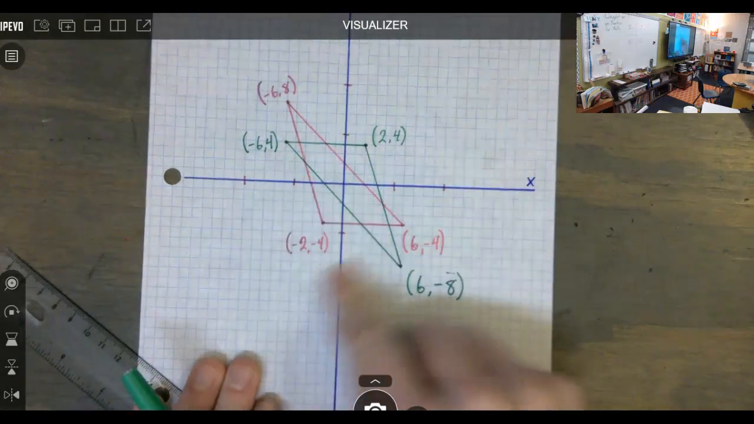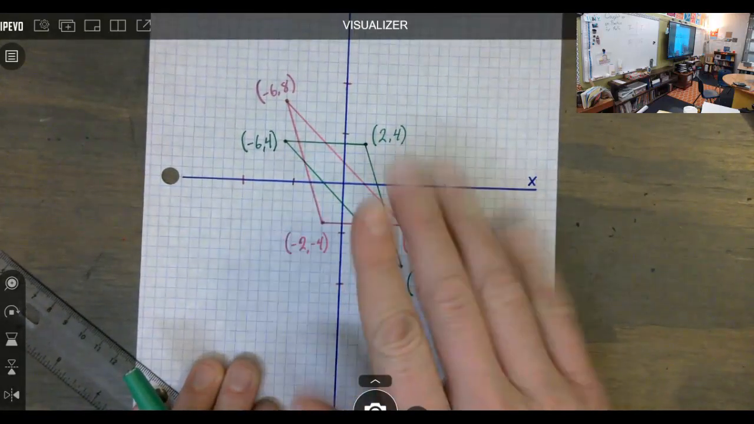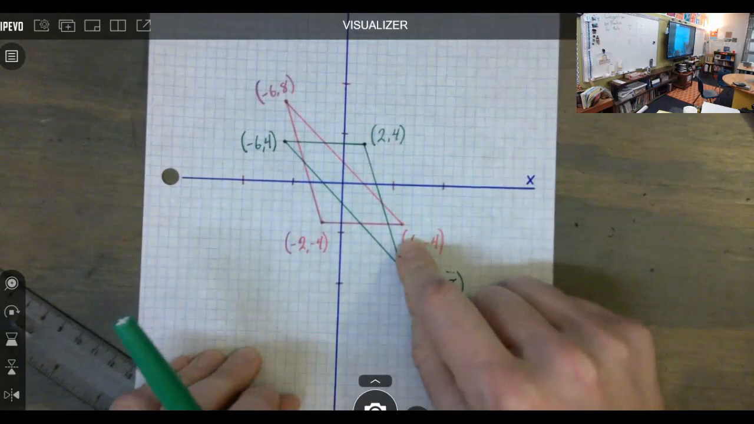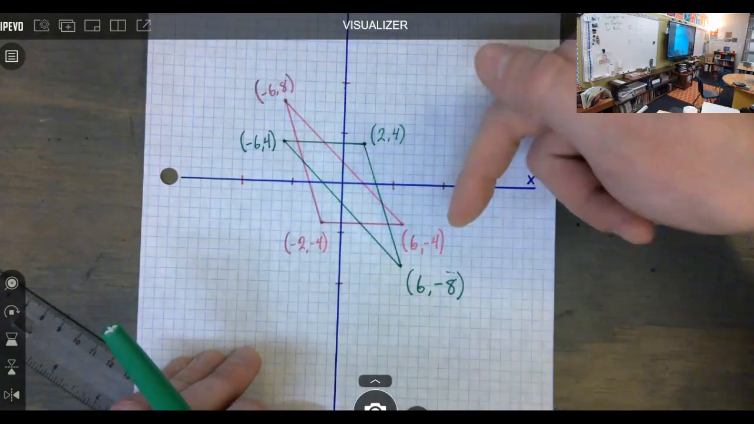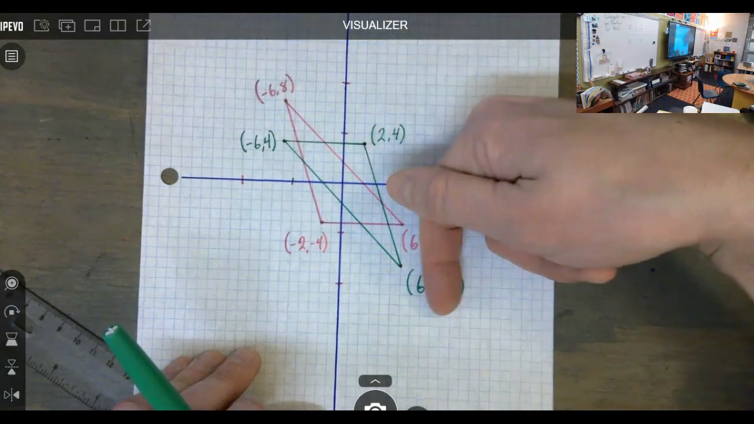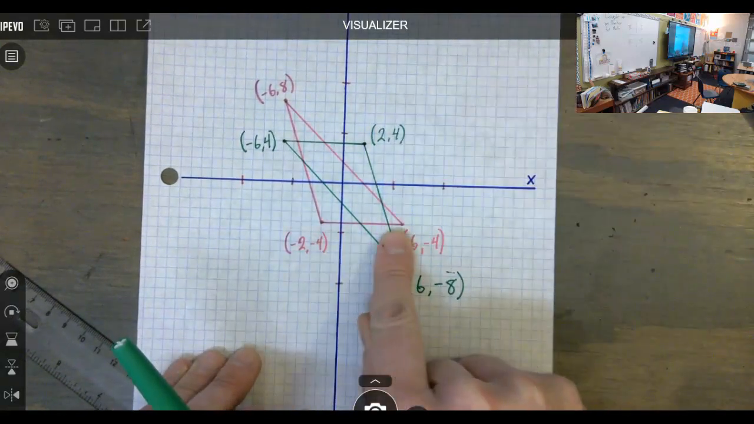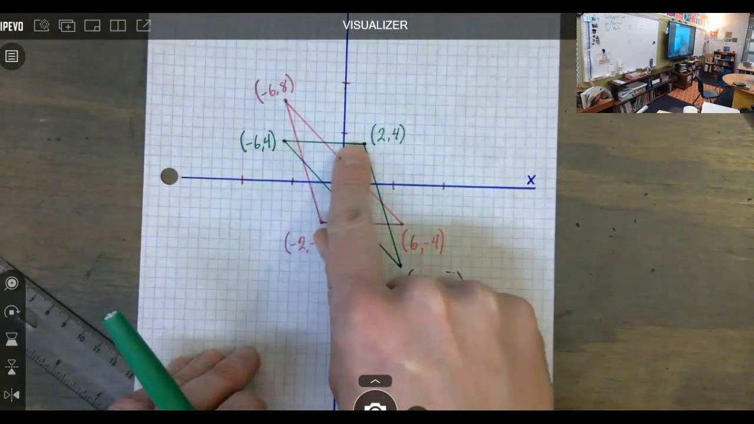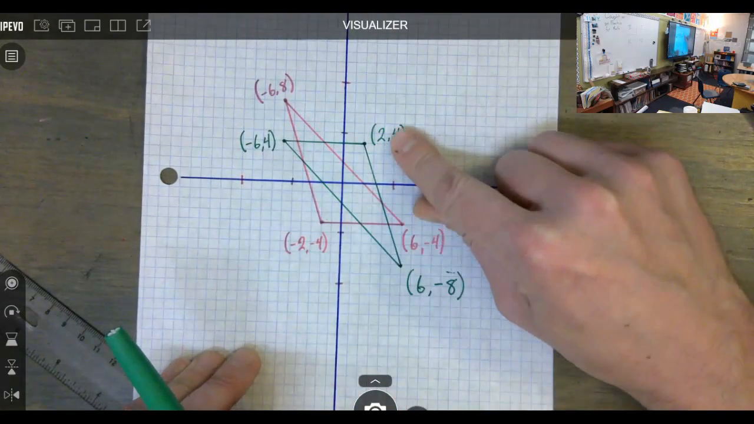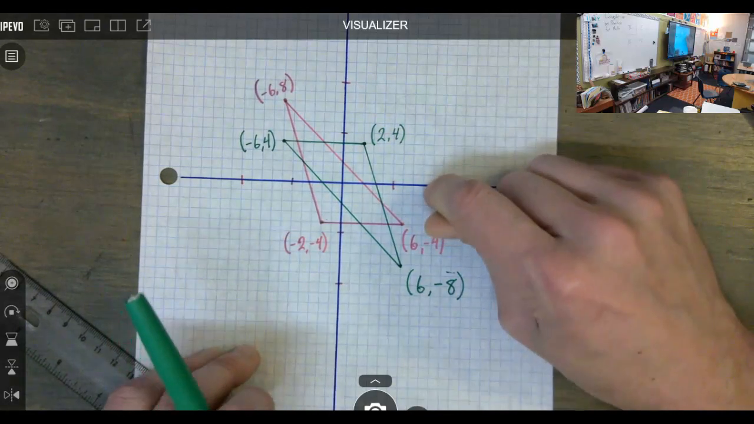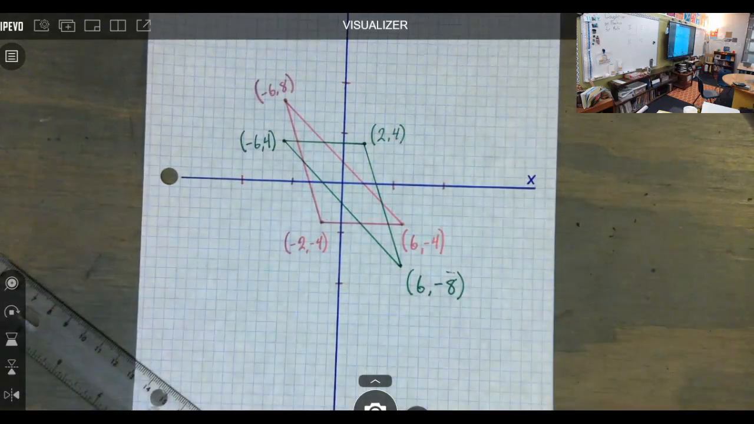Guys, it's another 180-degree rotation. Guys, look at your paper. What was top left became bottom right. What was your bottom is now up at the top. What was your bottom left, the -2, -4, is now your top right. This is another rotation of 180 degrees.